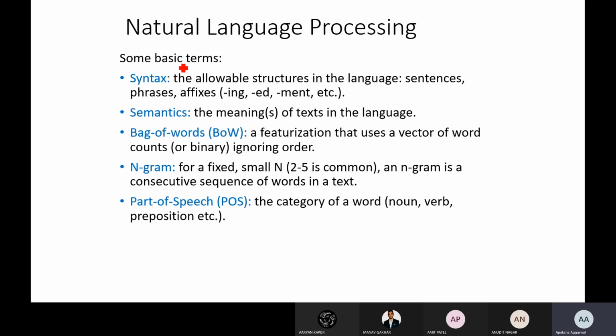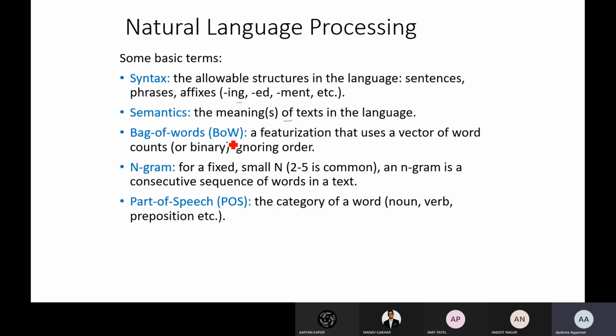So, some basic terms. First of all, syntax: the allowable structure in the language, basically a sentence or phrase, maybe an affix like -ing, which is removed when we do stemming. Then semantics: the meaning of words, the meaning of text in the language. Bag of words we discussed in the last class.